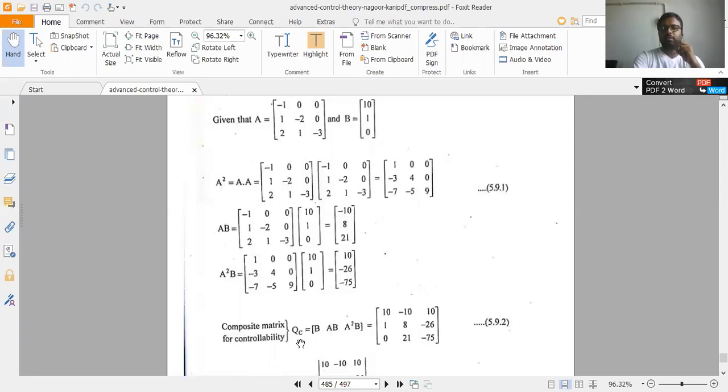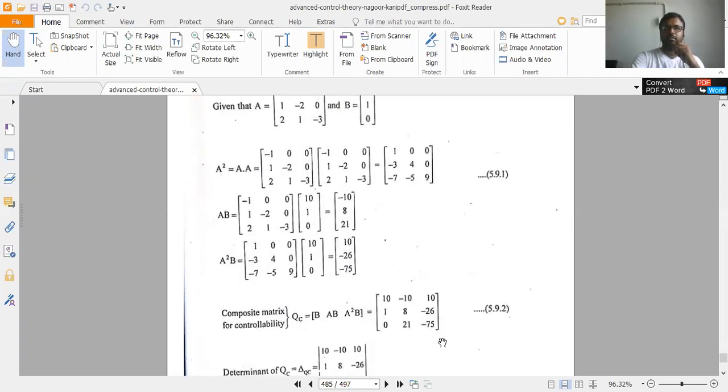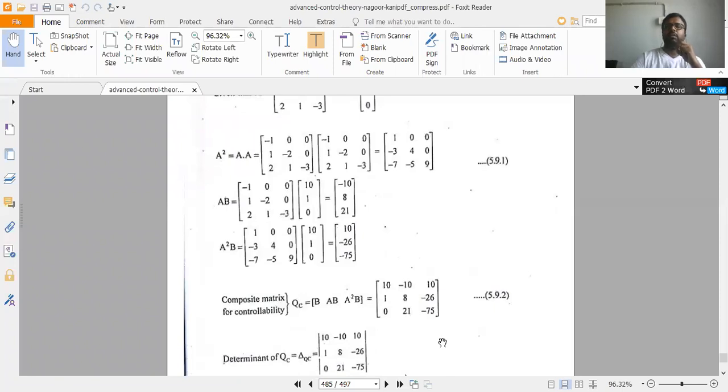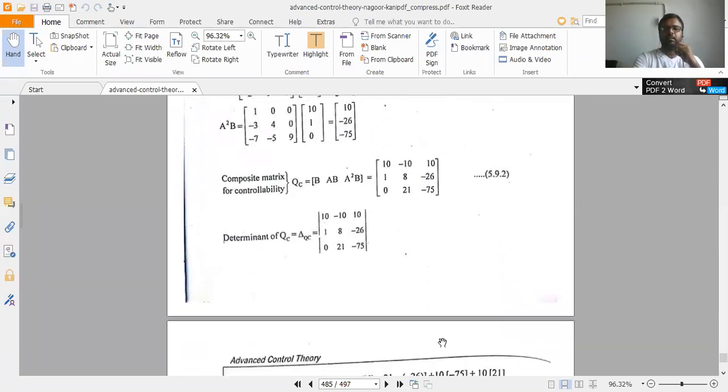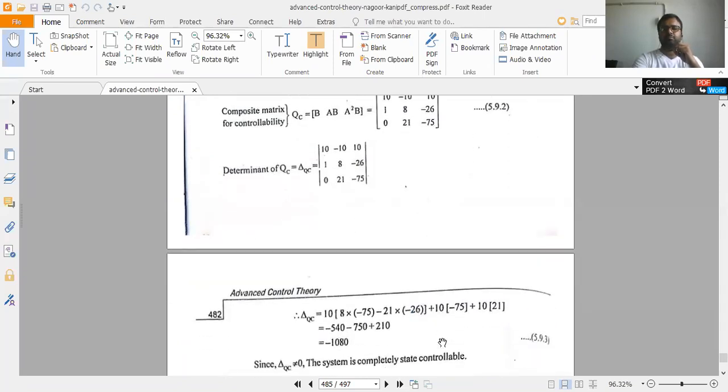Therefore, the controllability matrix is B, AB, A square, placed in this particular matrix. And the order of the controllability matrix is also 3 by 3. After that, we have to calculate the determinant of that particular matrix. If the determinant is not equal to 0, then we can say that particular system is a controllable system.